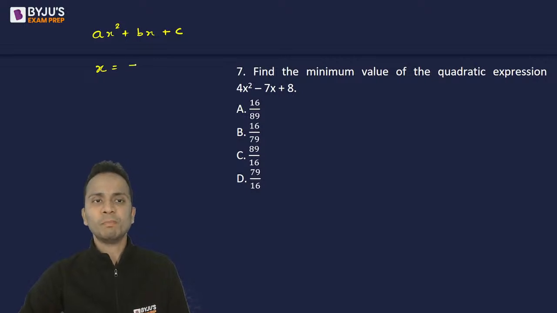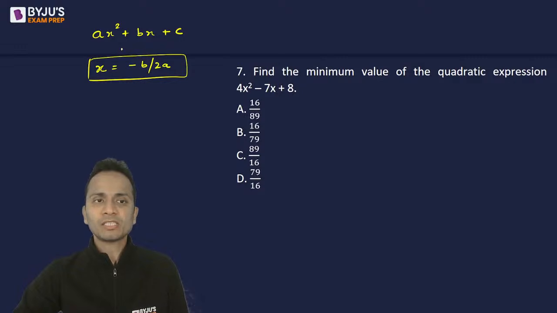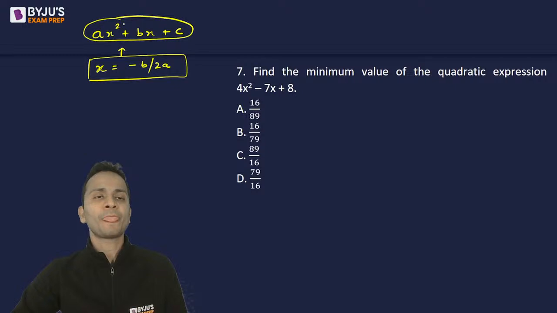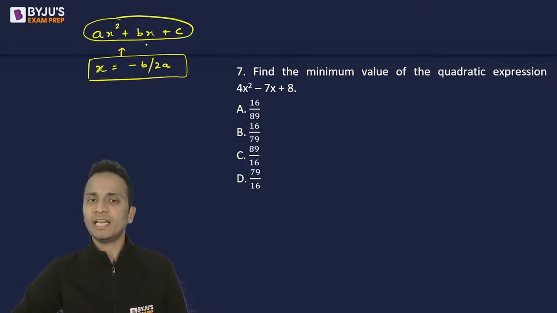is equal to minus b upon 2a. Okay. So calculate the value of x. So this is the value of x at which maximum or minimum value will occur. After calculating the value of x, you must substitute the value of x in the expression again to obtain the minimum or the maximum value of the entire expression.